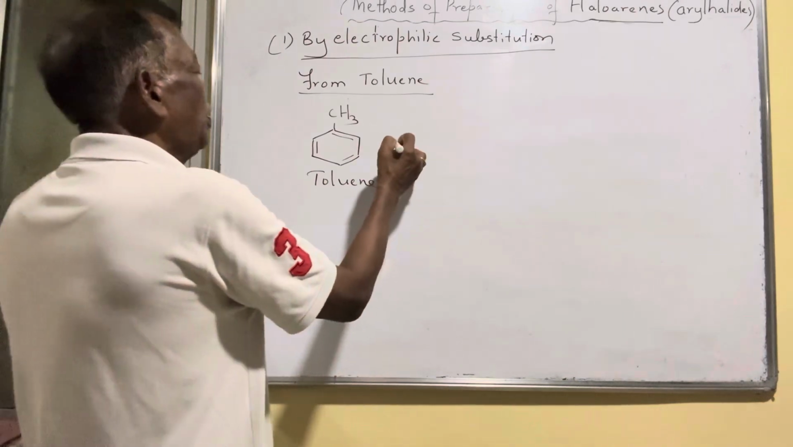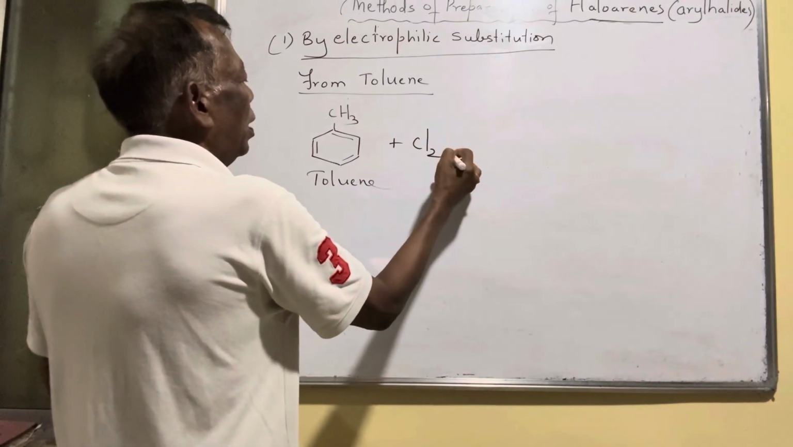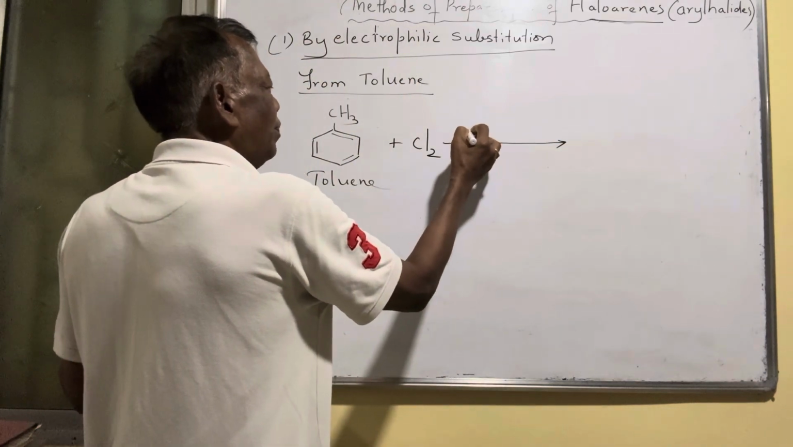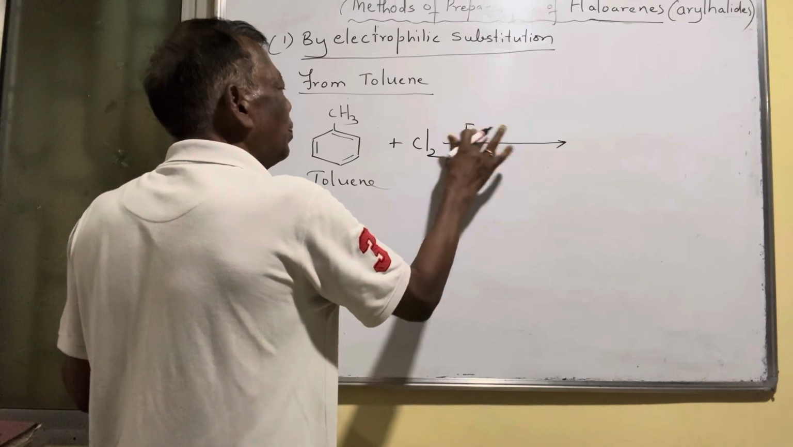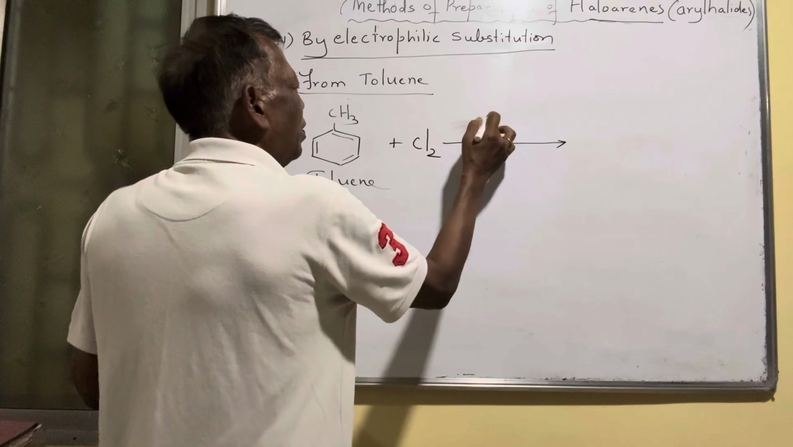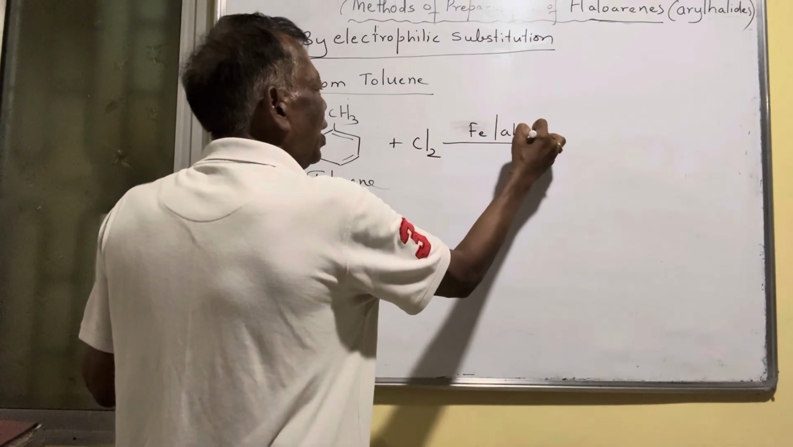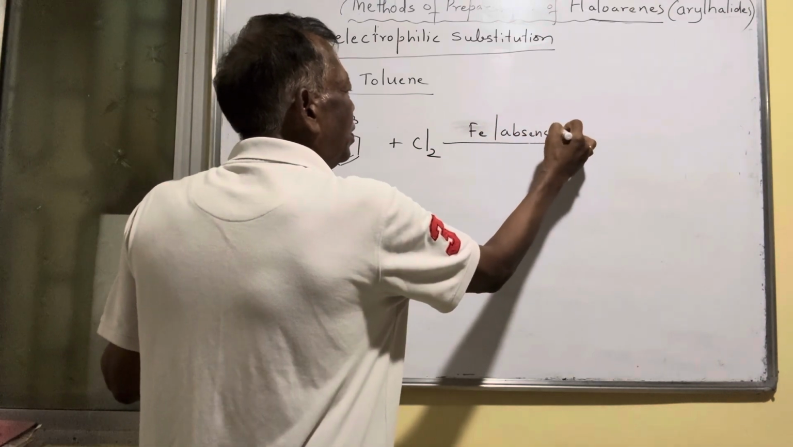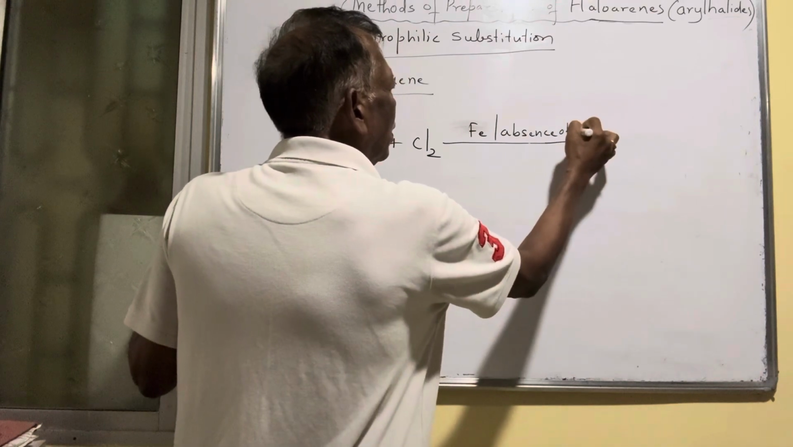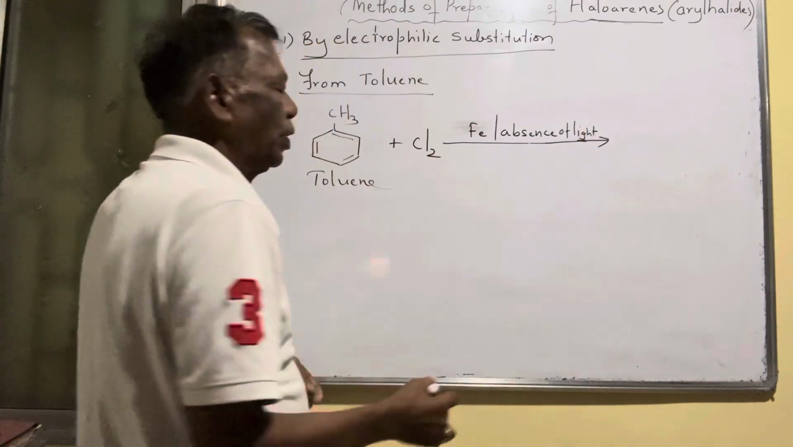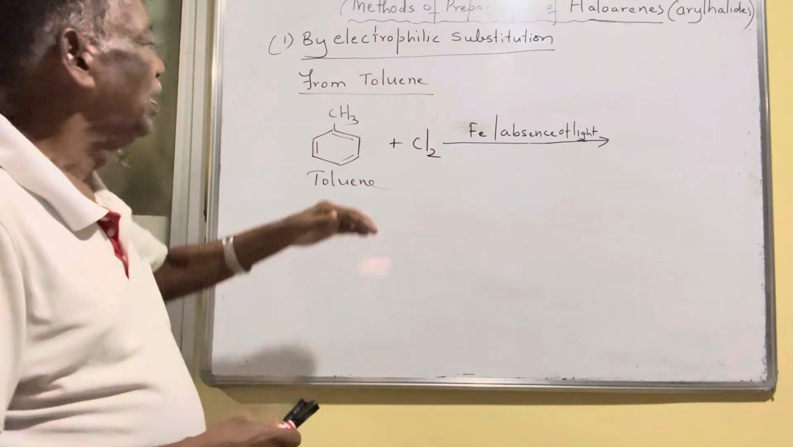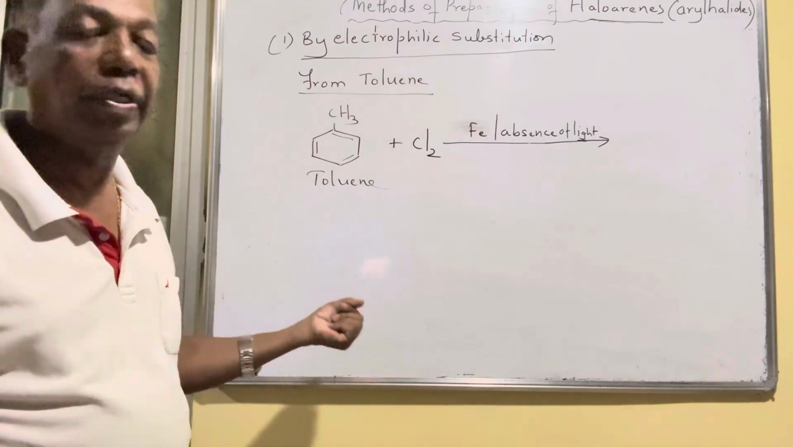If you treat this with chlorine and carry out the reaction in the presence of a catalyst, iron, and in the absence of light, I will explain the other case later. Then what happens here? That's the difference. Some students may not know properly what this benzene consists of, so for that part, I am explaining it here.